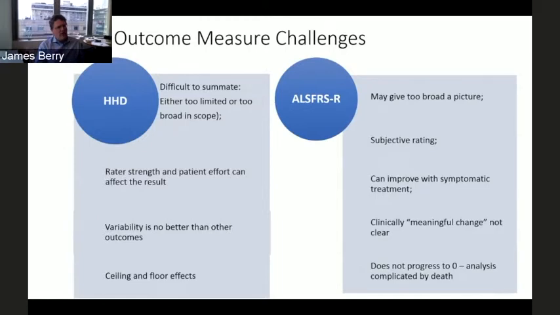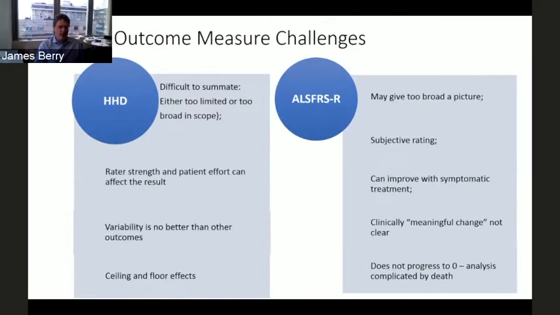The other thing is that rater strength and patient effort can affect the results. So it's not perfectly objective either. And the variability we find is no better than our other outcome measures, and there are some ceiling and floor effects. ALSFRS-R actually performs best of all our outcome measures. It may give too broad a picture for some patients.